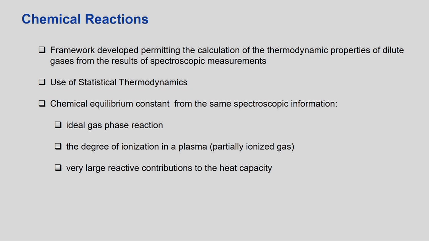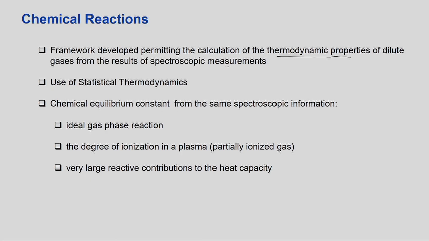So what have we learned from the previous modules? We have learned a framework which permits us the calculation of thermodynamic properties. We have calculated several thermodynamic properties, whether for monoatomic, diatomic or polyatomic gases, and how we can calculate them from the partition function. With the partition function in place, we get some information from spectroscopic data, for example, the rotational temperature and vibrational temperature. These are all results of spectroscopic measurements.